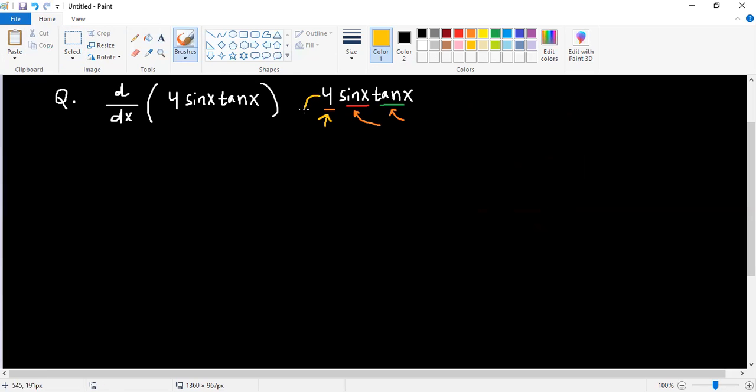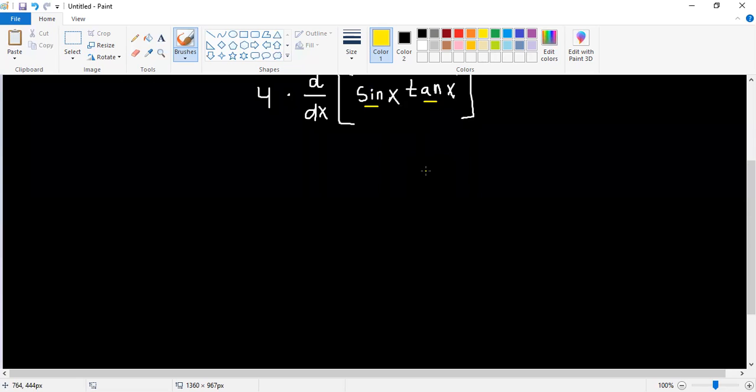So let's bring that constant out. We would be left with 4 multiplied by d over dx of the derivative of what we have inside as our two functions. And you want to treat them independently because they are independent. These are two different trigonometric functions, which we can treat independently.